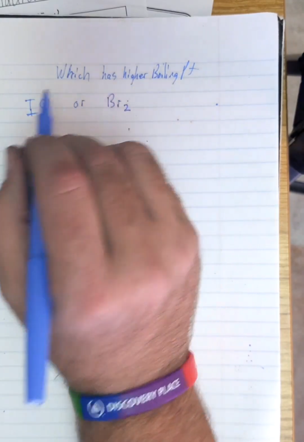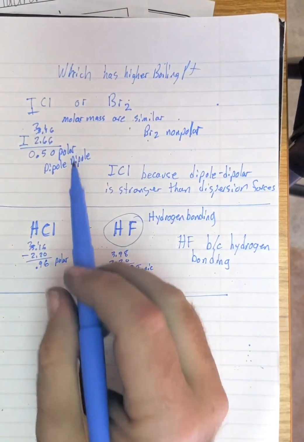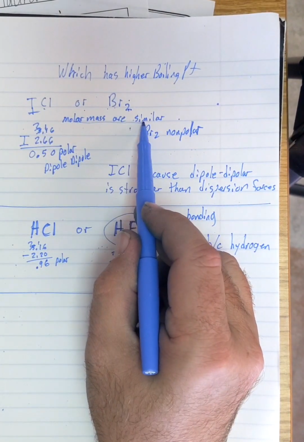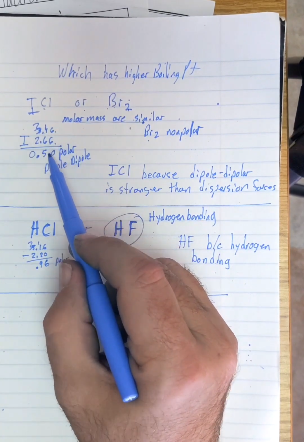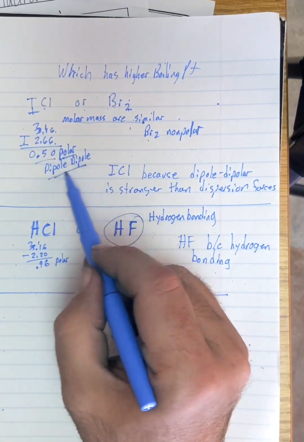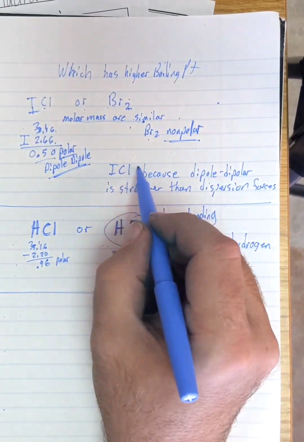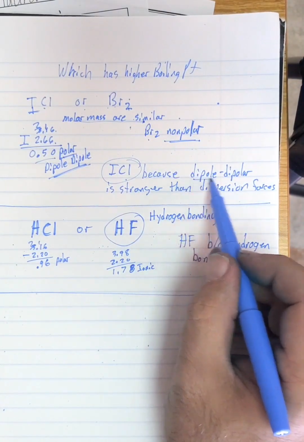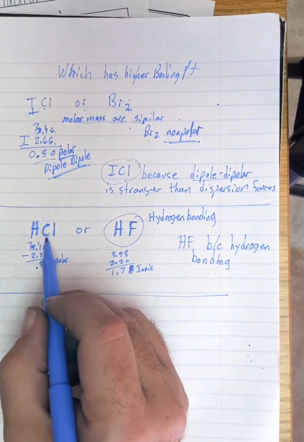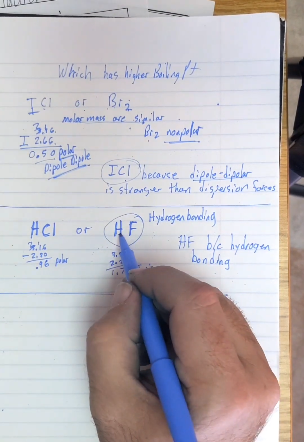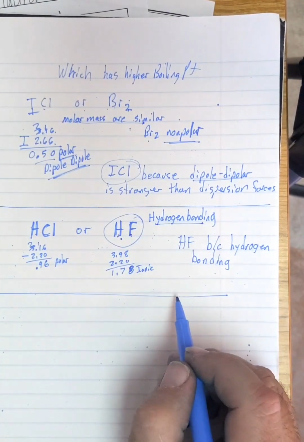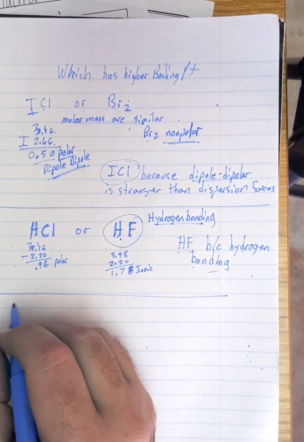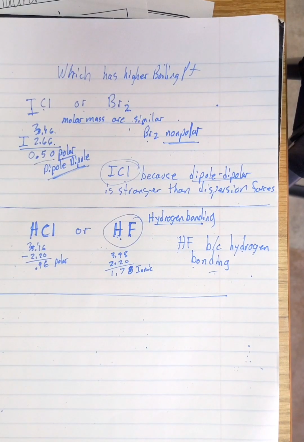Now for this last part, you had to tell which one would have the higher boiling point. We have ICl or Br2. The molar masses of these are about the same, but we see that ICl is polar, so it has dipole-dipole bonding. Br2 is diatomic and nonpolar. So ICl is going to have a higher boiling point because of those dipole-dipole intermolecular forces. And then HF is going to have a higher boiling point than HCl because of hydrogen bonding.